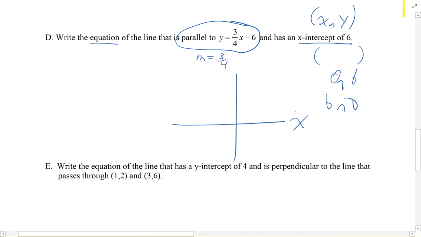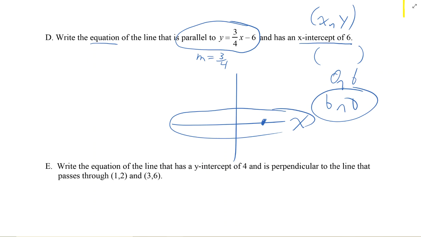See how you actively have to think this through? 6, 0, right? This is your x-intercept. So you have to know and understand and use all your ideas that they told you to use the slope of 3/4 and to use the point 6, 0. Because to be on the x-axis, it would be 6, 0. That's what you got to come up with. Any questions?